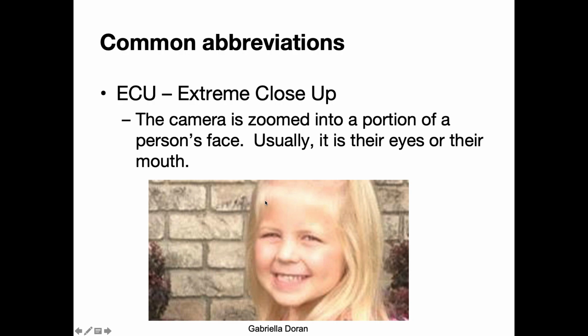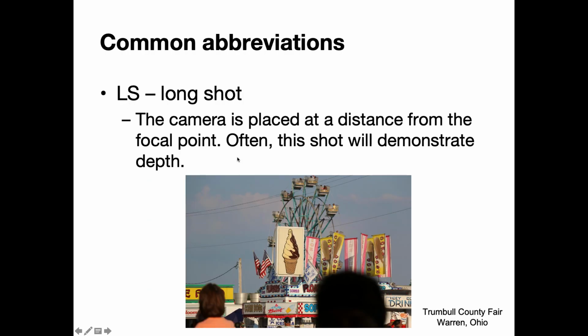Okay, extreme close-up. That's when the camera is zoomed in to a portion of a person's face. Usually it's their eyes or their mouth. As you can see, this is an extreme close-up. Something I want you to notice too is that if it's the same shot, you kind of lose pixels and it gets a little bit blurry as you get closer in. But if you zoom from the beginning of your shot and set it up that way, it won't be as bad. Extreme close-up, ECU.